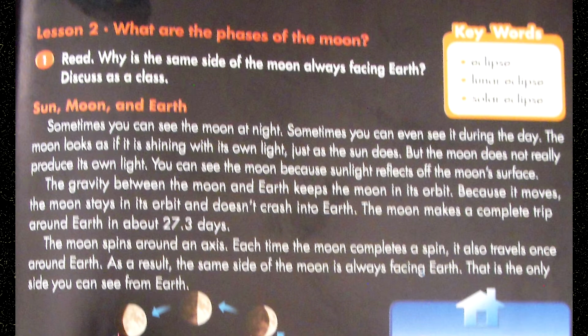27.3 days. The moon spins around an axis. Each time the moon completes a spin, it also travels once around Earth. As a result, the same side of the moon is always facing Earth. That is the only side you can see from Earth.